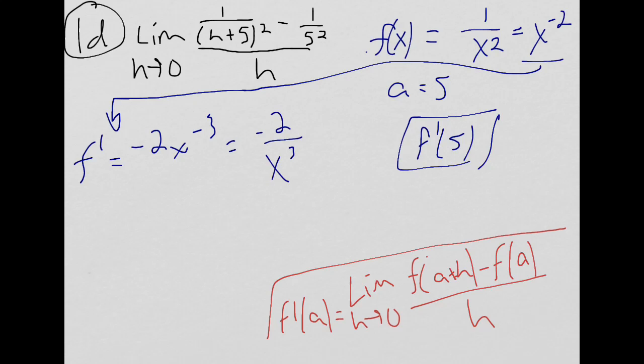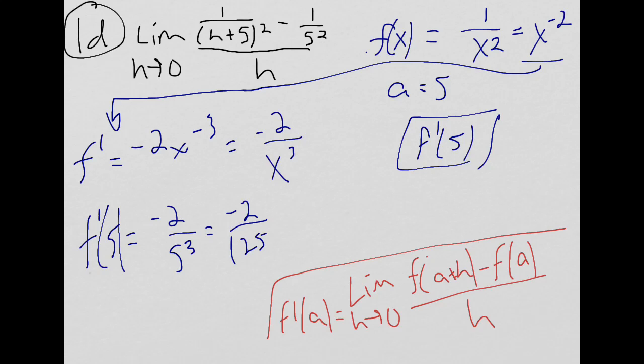Now I go ahead and I plug in 5, because that is what I'm looking for. I'm looking for f prime of 5. I have f prime of x. So f prime of 5 is equal to negative 2 over 5 cubed. You should be able to do 5 cubed without a calculator. You should probably just know it. It's negative 2 over 125. And done.